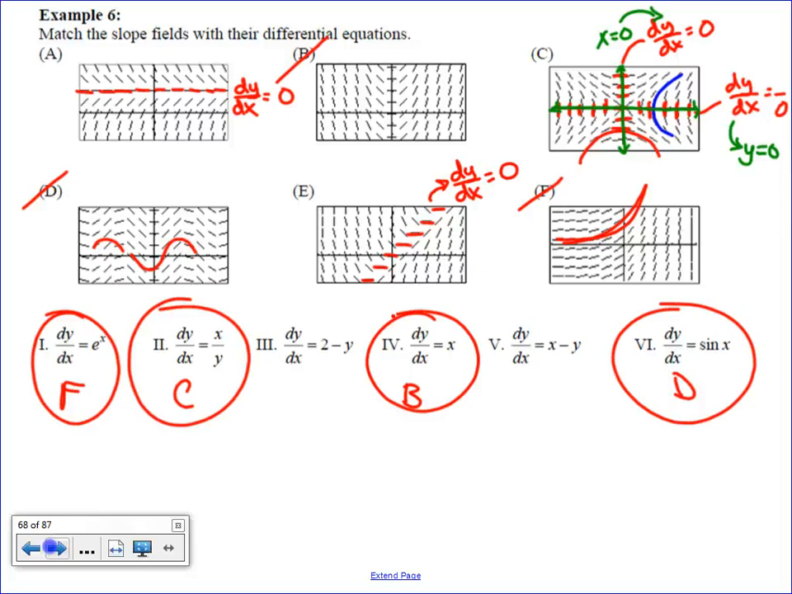Can anybody give me an explanation as to why, which one is which? Oh, okay. Nick. A is 3. Good. Why? When y equals 2. Nice.